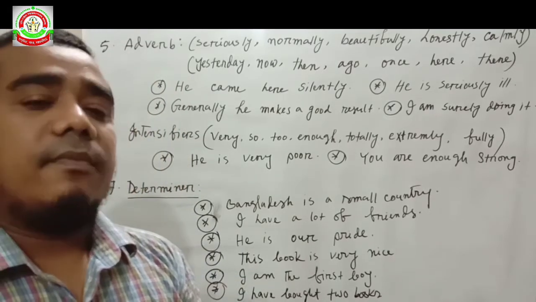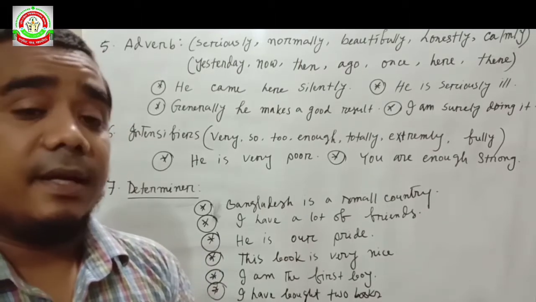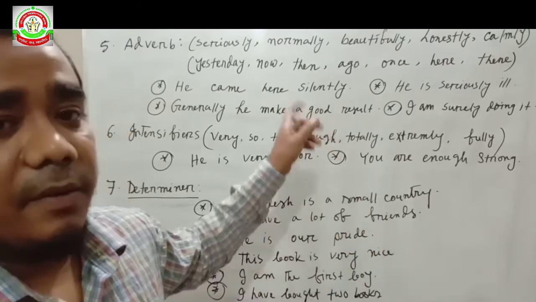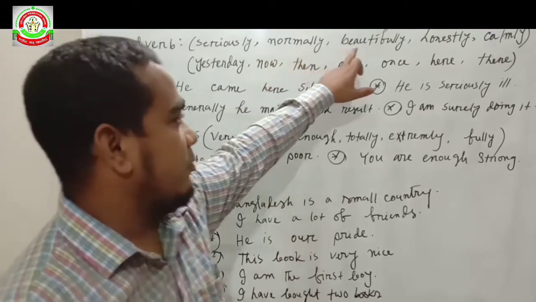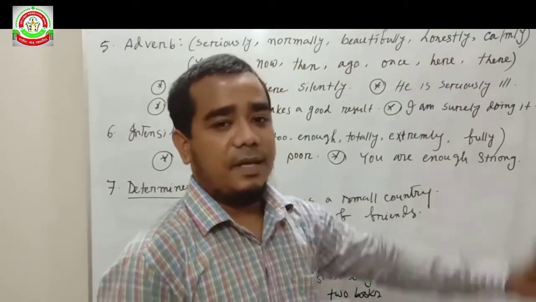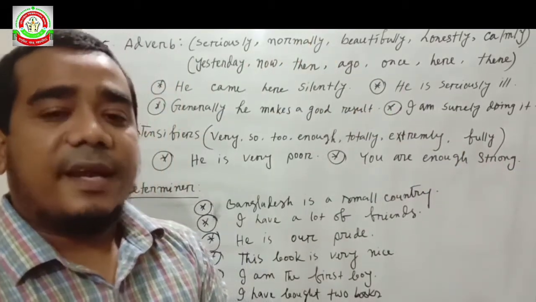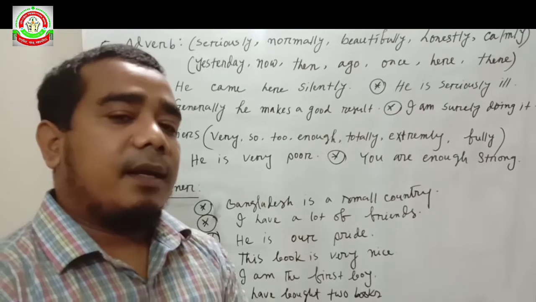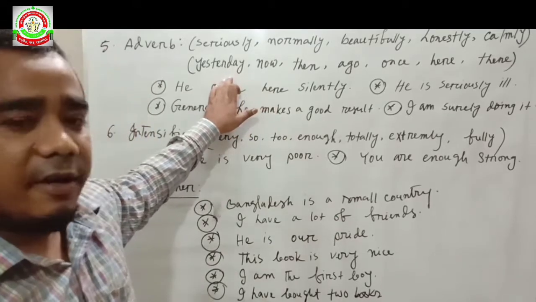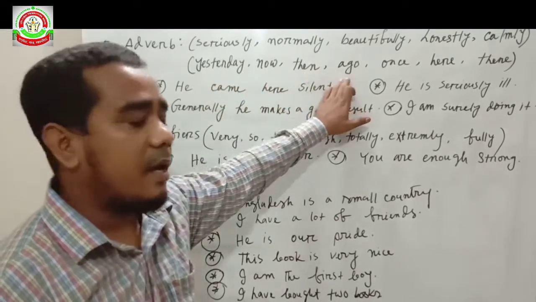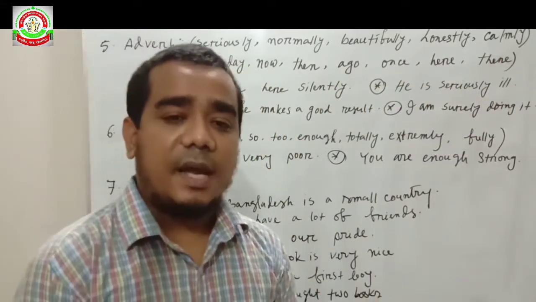We know we have a large number of adverbs in our syllabus, in our dictionary, or in our English language. Here I have written some adverbs. Let's see at the board. Seriously, normally, beautifully, honestly, calmly. Actually, these kinds of adverbs are formed by adding ly to an adjective, and there are also adverbs we have like yesterday, now, then, ago, once, here, there, and these kinds of words are also adverbs we know.